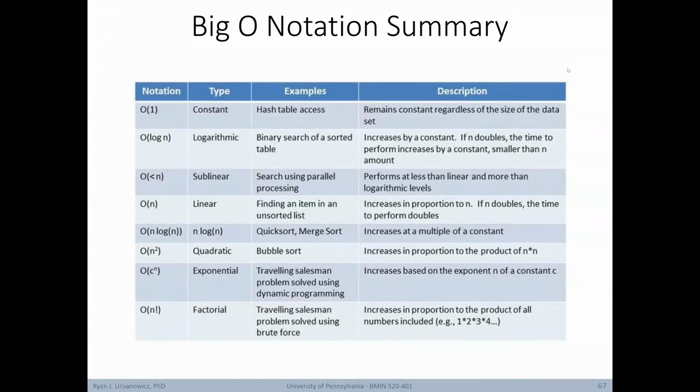If you'd like to learn a little bit more about big O notation, here's a table describing a summary of some of the commonly seen big O terms, such as constant, logarithmic, sublinear, linear, quadratic, exponential, and factorial. We can see that there are some example problems, such as the traveling salesman problem we saw earlier, where the traveling salesman problem is considered to be exponential if it's solved using a dynamic programming approach, and considered to be factorial if it's solved using a brute force approach.